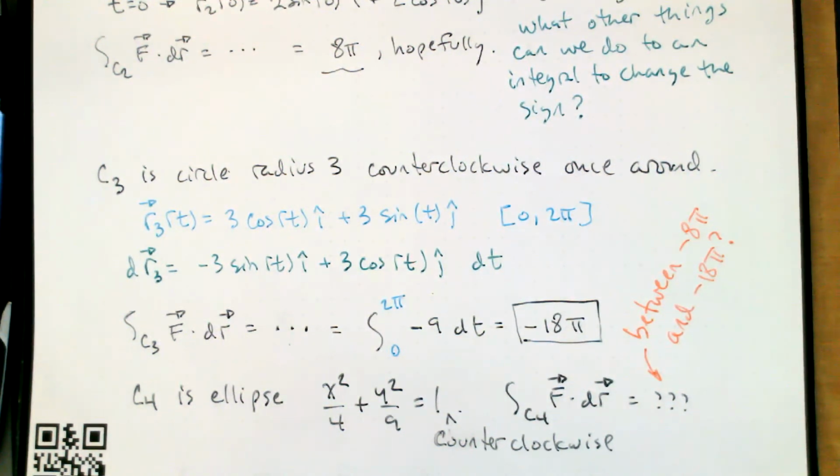Questions? Comment? So tomorrow, tell me what the integral over C4 of f dot dr is. Verify it is indeed between -18 pi and -8 pi. Or if it's not in between those two, why not? That would reveal something that we possibly don't understand about what's going on with these line integrals.